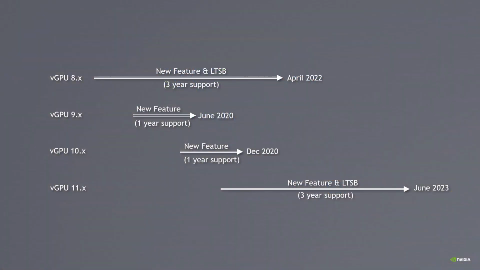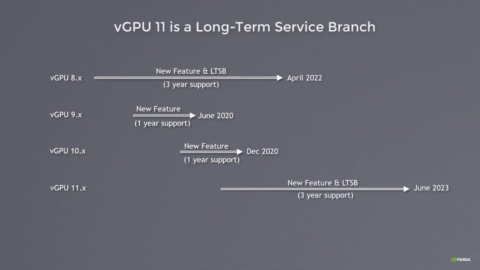Also, like we did with vGPU 8, we've designated vGPU 11 as a long-term service branch, which offers you 3 years of continuous support. This means the choice is yours. You can get new features quickly with our new feature branches, or you can use our LTSB releases to get new features and maintain a consistent environment for a longer period of time.